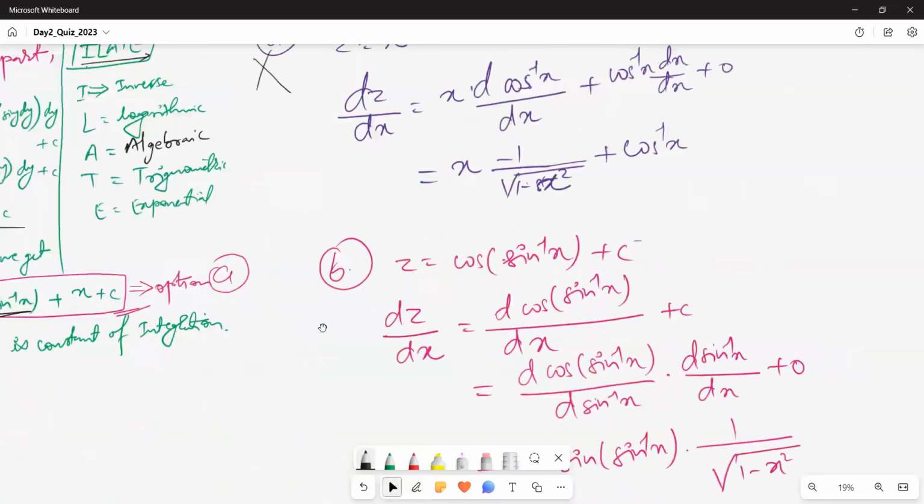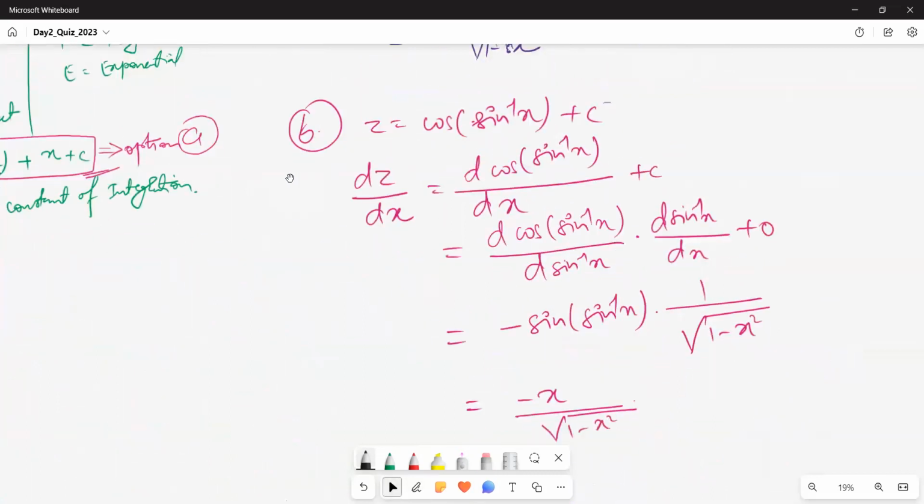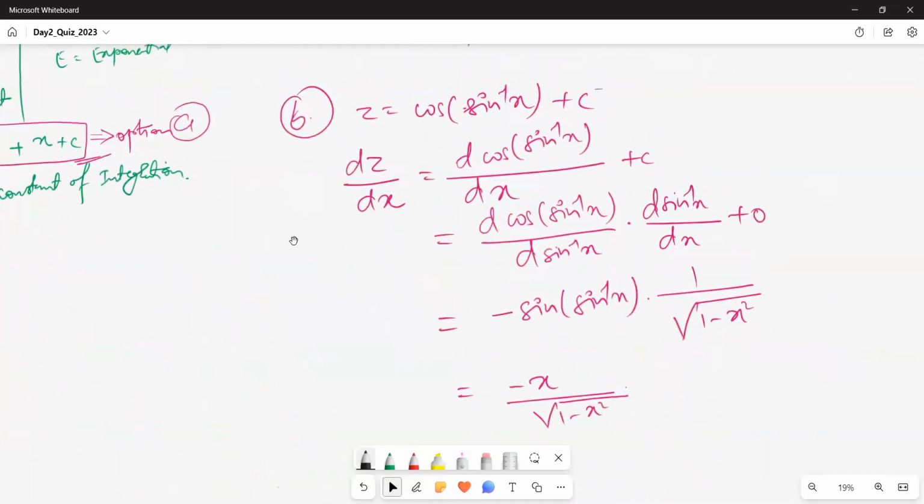Again, when you play with option B, you get something like this, and you don't need to. I have shown each and every step here for your understanding. You don't need to do all these, right? When you are doing it, you can go directly from here to here, here to here, right?